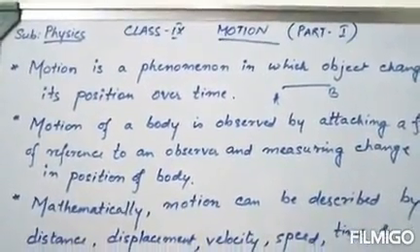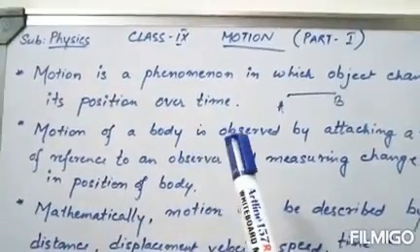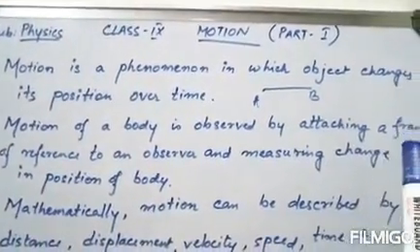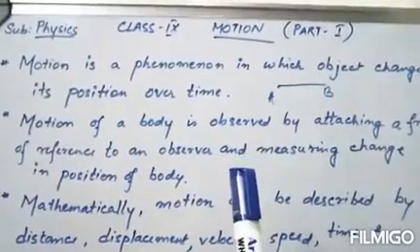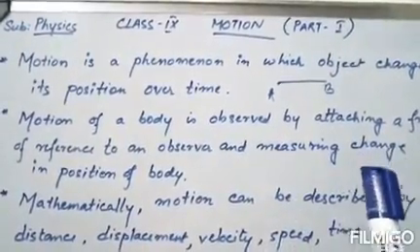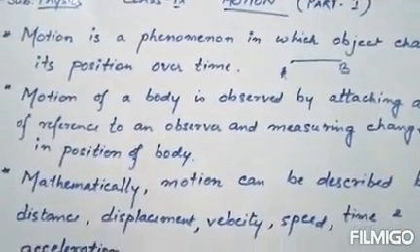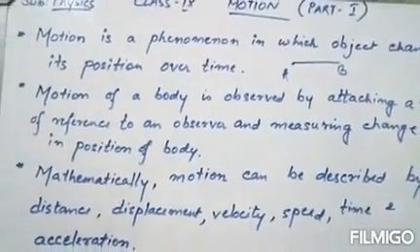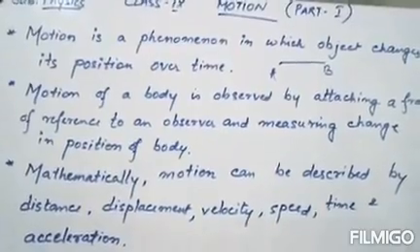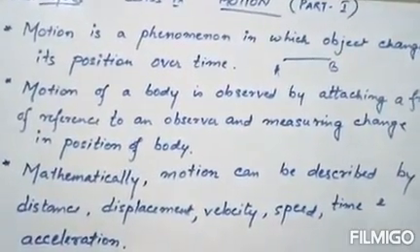Second thing, motion of a body is observed by attaching a frame of reference to an observer and measuring the change in position of the body. Now this one is such a big sentence, you might be thinking what it is. Now see, it's a very easy thing.